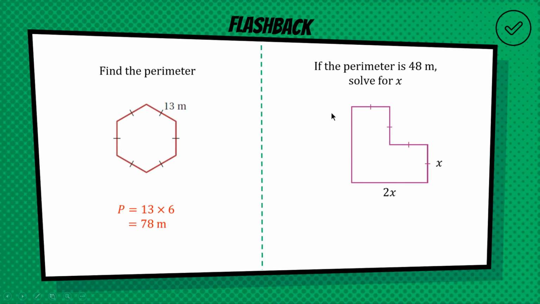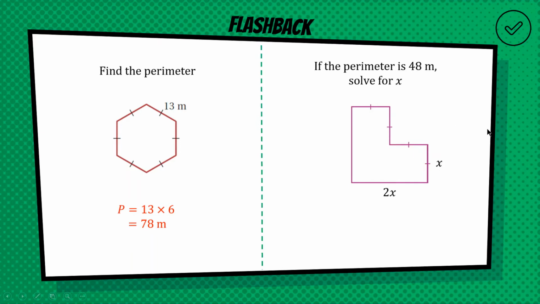Okay, next one, a bit more challenging. We have the perimeter of this shape is 48 meters. Solve for x. So we've got these marked sides here are all x's, and these two long ones must logically be 2x. So this is an algebra question. If we add up all these side lengths, add up all these x's, we should get an answer of 48, which is going to leave us with a little equation to solve.